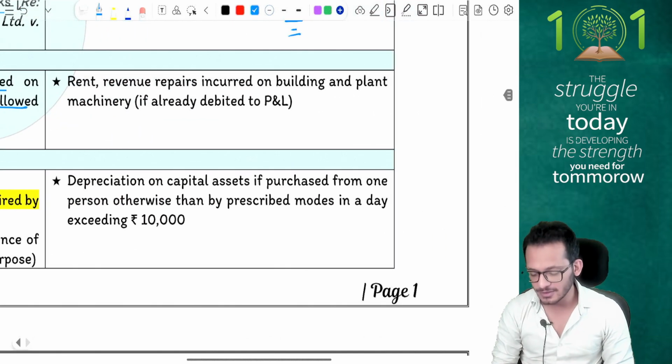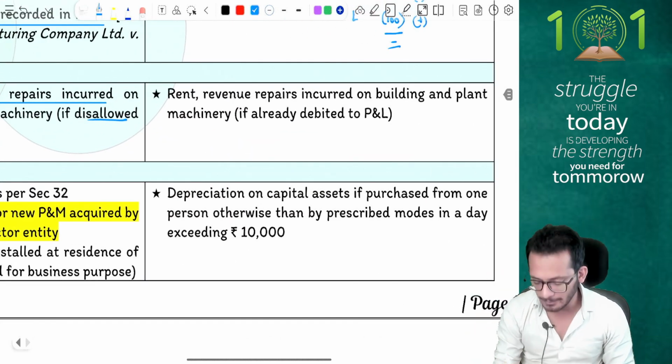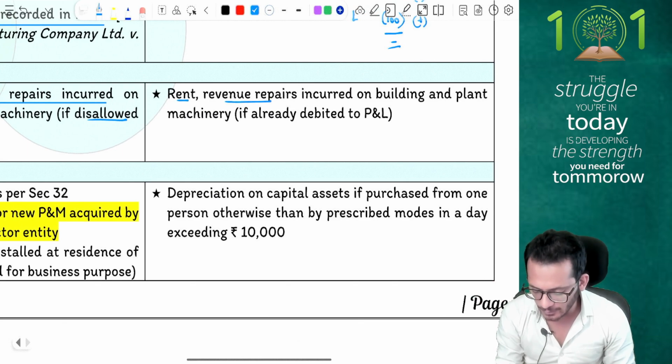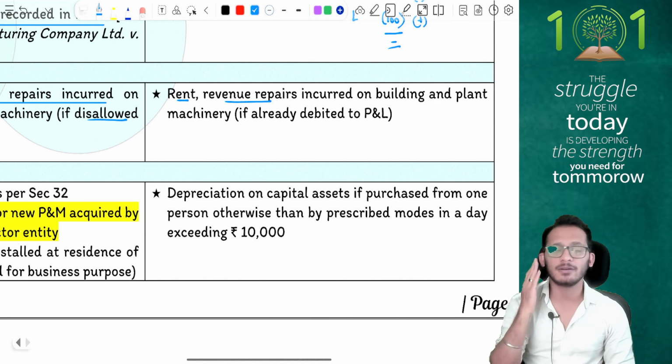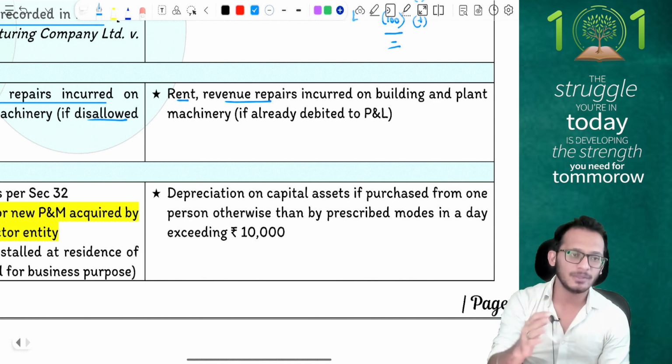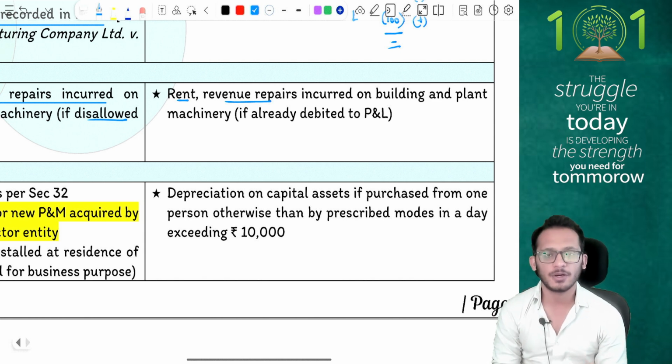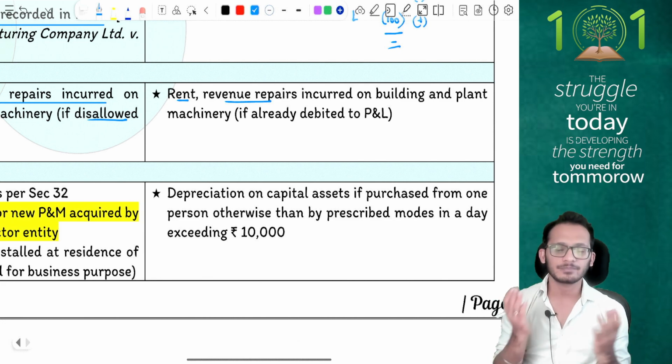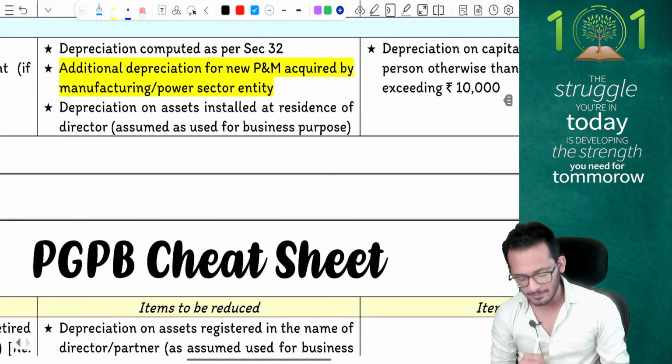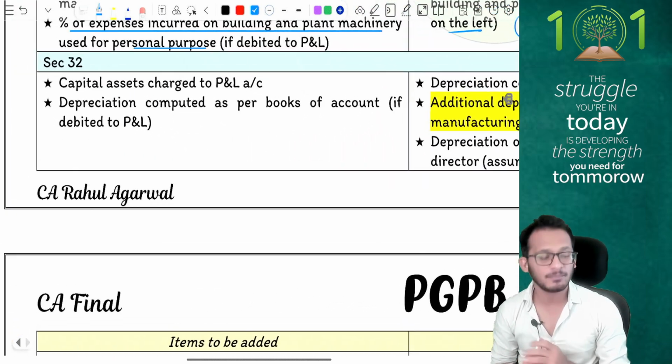Yes, items which should be ignored because they are already there in my P&L. Any kind of rent expenses, revenue repairs, and all those things which are incurred can be ignored because they are there in the P&L. Yes, so these items will not take any adjustments. Clear? Great. I'm assuming we are going at a great pace, people. Let's continue the same pace.